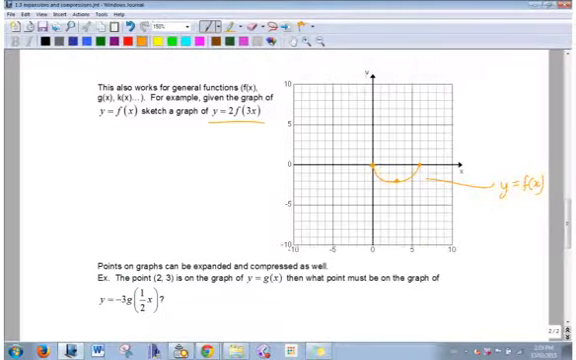Now I transform this function by doing this to it and this. So what does the 2 do? Well, I could also write this like this, couldn't I?